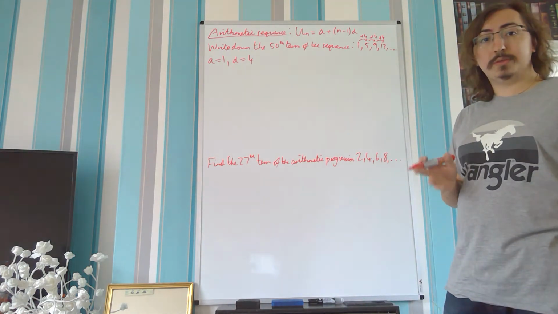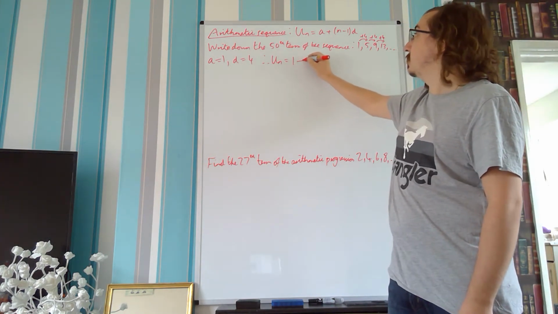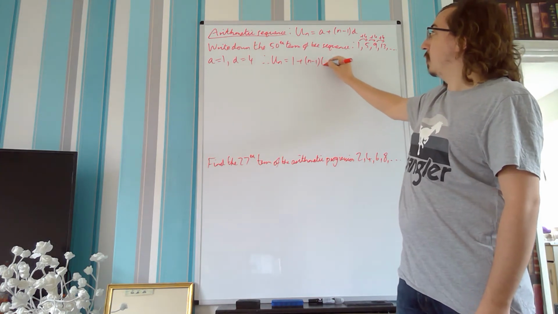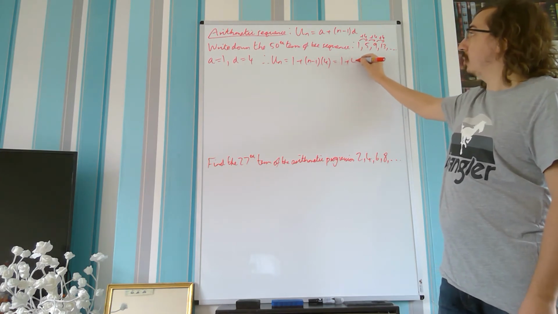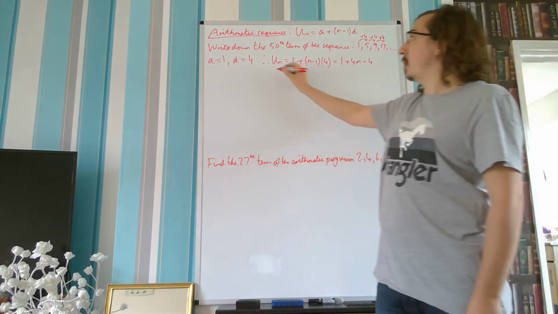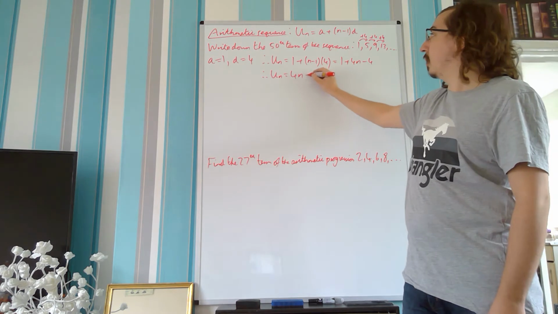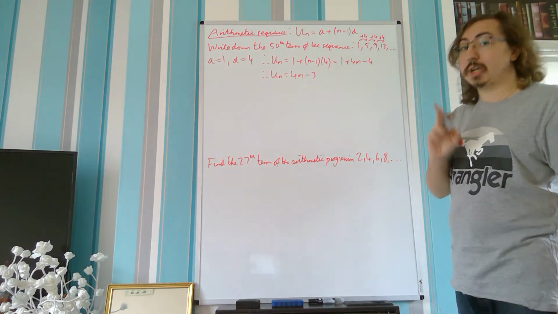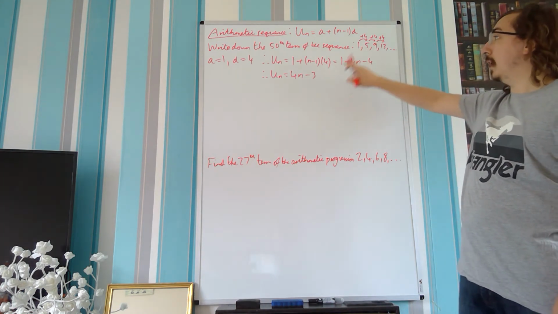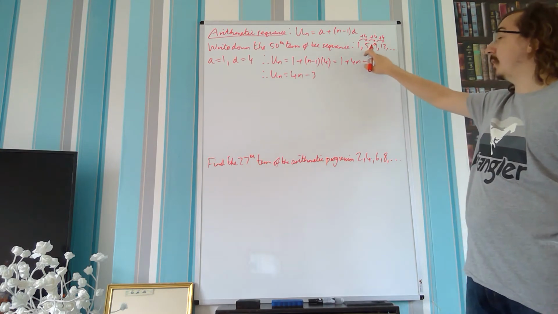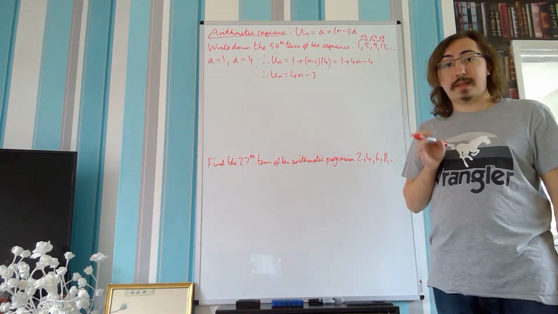So we can substitute them into our general formula for the nth term. u_n = 1 + (n - 1) × 4. If we expand that, we have 1 + 4n - 4. Tidying that up, we can say that u_n is 4n - 3. Let's just check this. If we substitute 1 in, we have 4 - 3, which is 1. If we substitute 2 in, 8 - 3, which is 5. Substitute 3, 12 - 3, which is 9, and so on. So we've got the correct nth term.